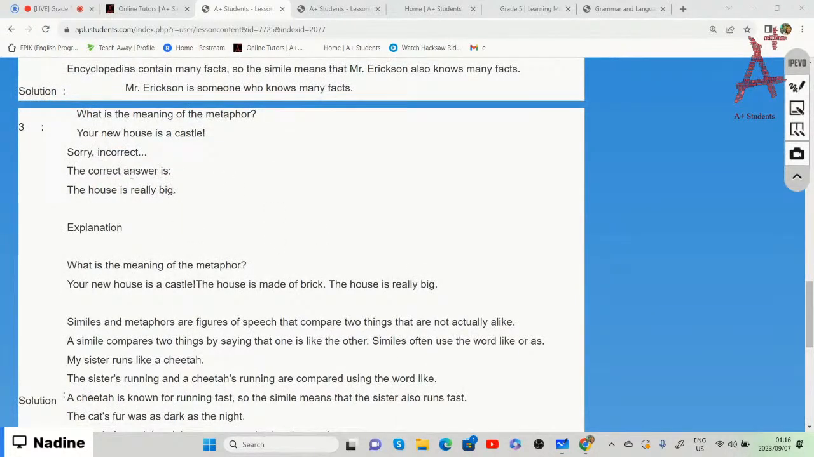So your new house is a castle, which means that we are referring to or comparing someone's house to a castle, right? So we're comparing someone's house to a castle, meaning that the house is maybe big and beautiful, because usually a castle is very big.